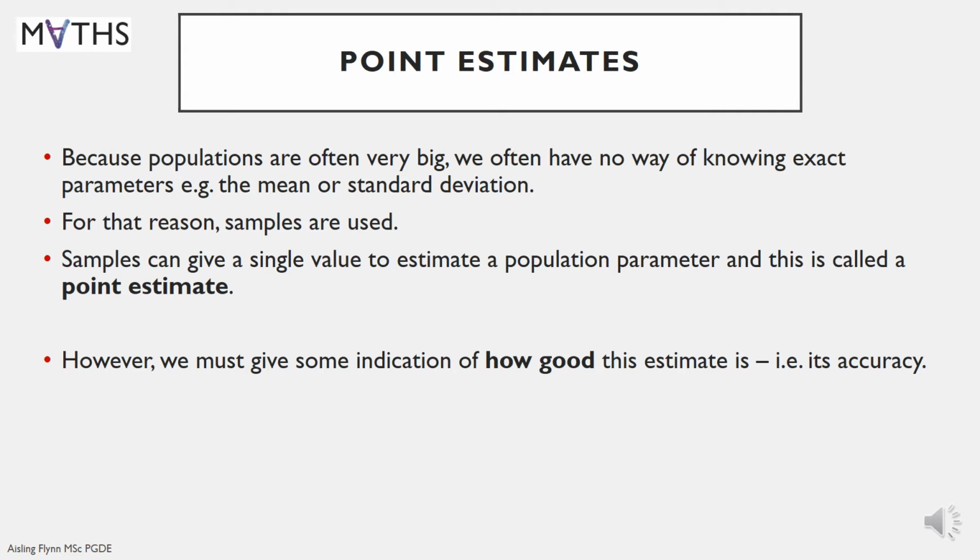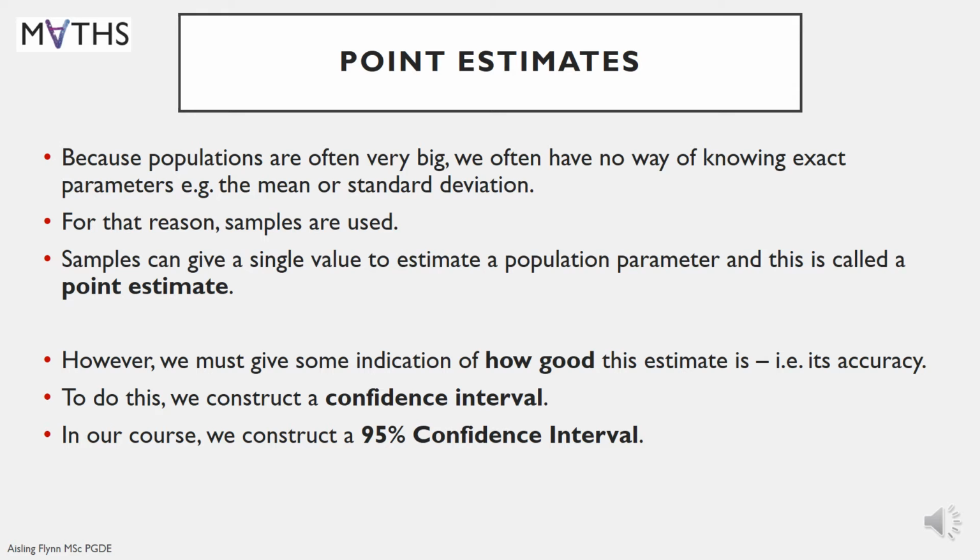However, we must give some indication of how good this estimate is, i.e., its accuracy. How accurate is it? How likely is it to be true? To do this, we construct a confidence interval. So an interval gives a starting point and a finish point, a from and a to, and confidence means how sure or how certain are we of what we say.